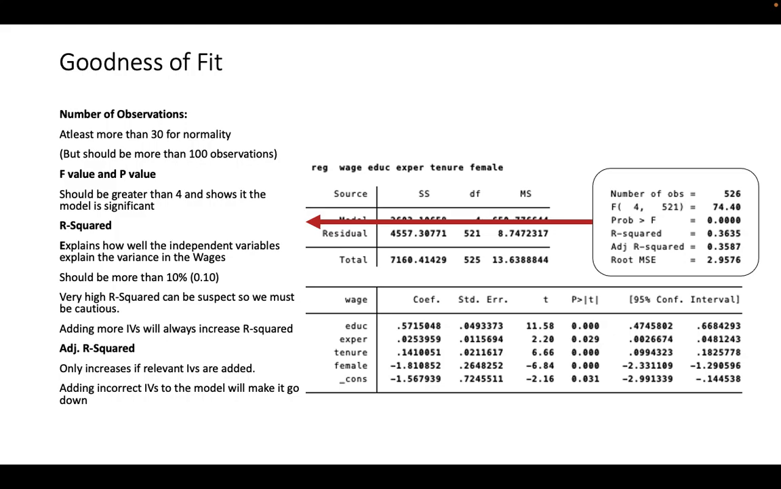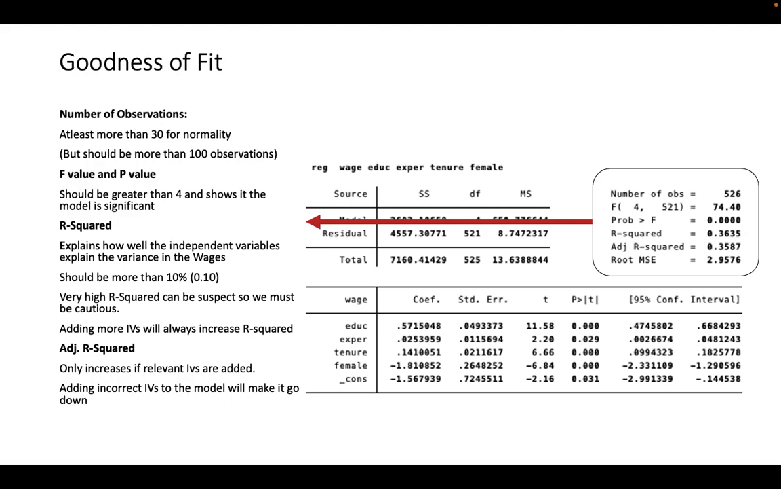Then you have the F value and the P value. The P value needs to be significant and the F value has to be greater than 4. This tells you that jointly your independent variables are better than a model where there was no independent variable. Then you look at the R square, and the R square is basically 36.35%. So you're explaining 36.35% of the variation in the wage.